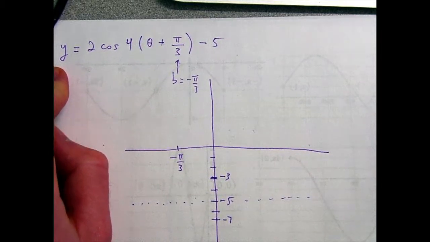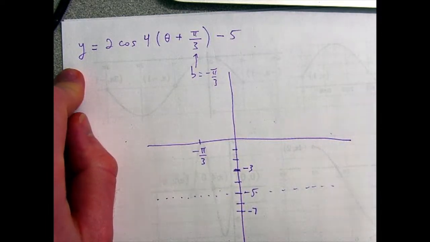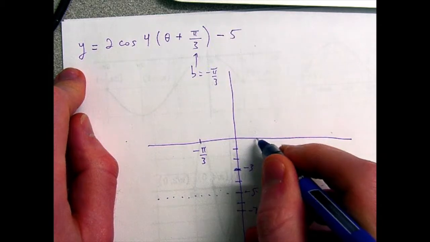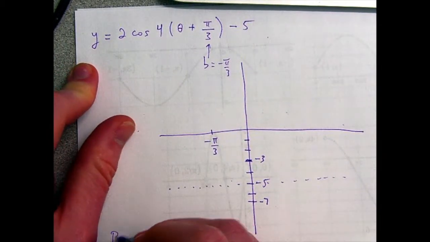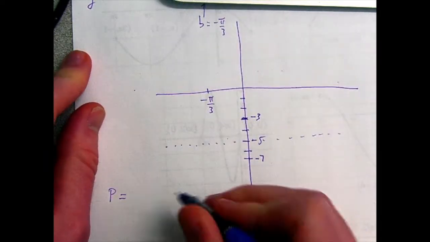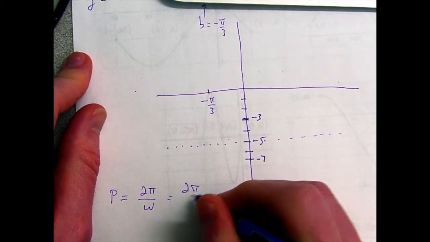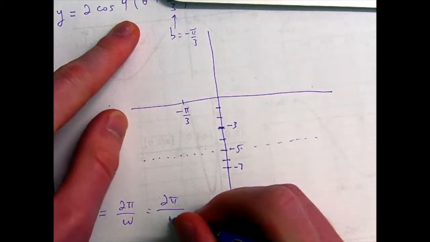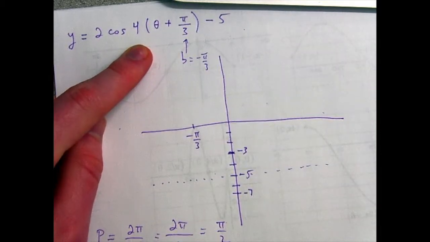Now what I want to do is find the end of my cycle. So how do I find the end of my cycle? What I do is I start at -pi/3, and then I add one full period to -pi/3. So I have to find the period. Well, the period, of course, is given by 2 pi over omega, and omega here is certainly 4. So that's 2 pi over 4, which is pi over 2. So the period is pi over 2.